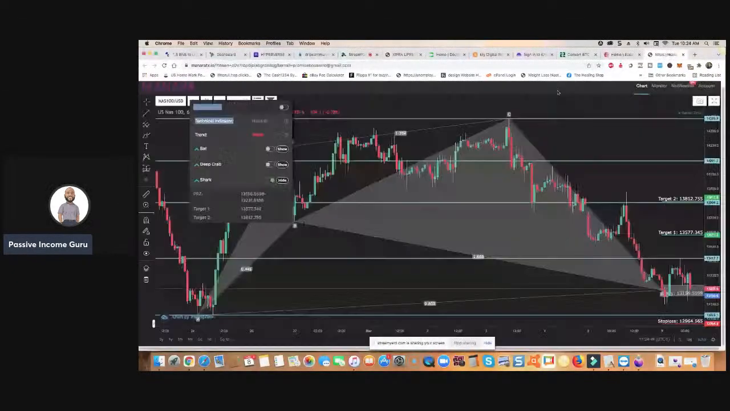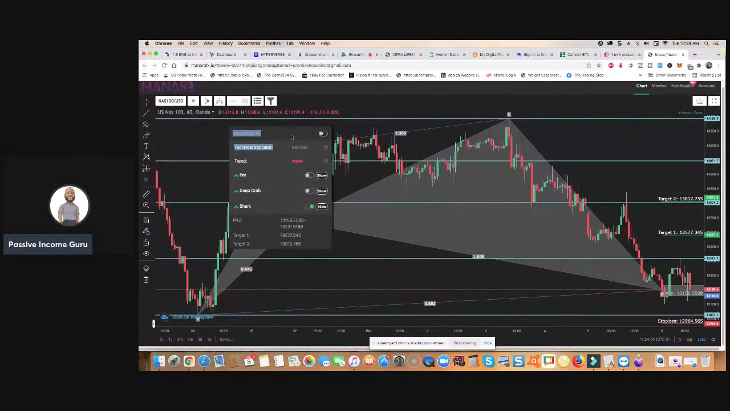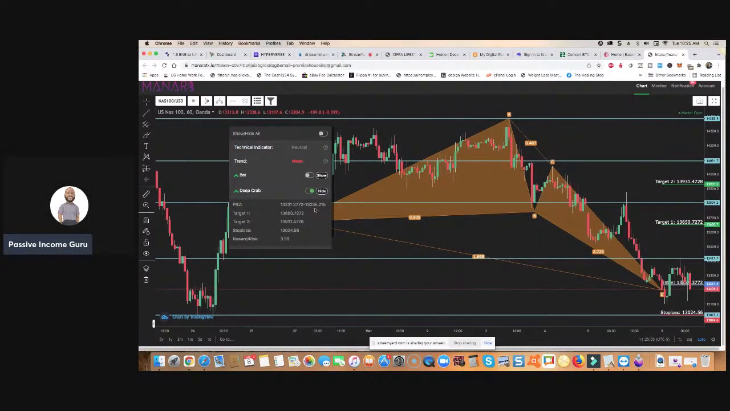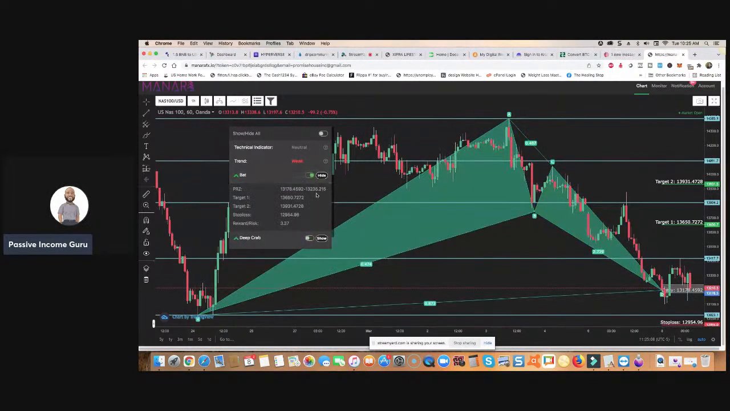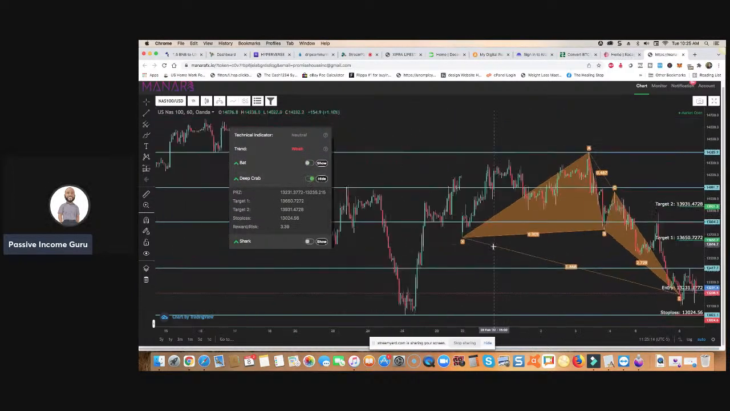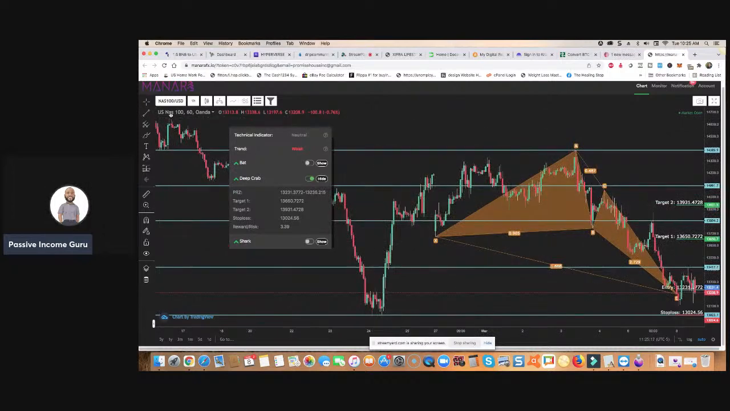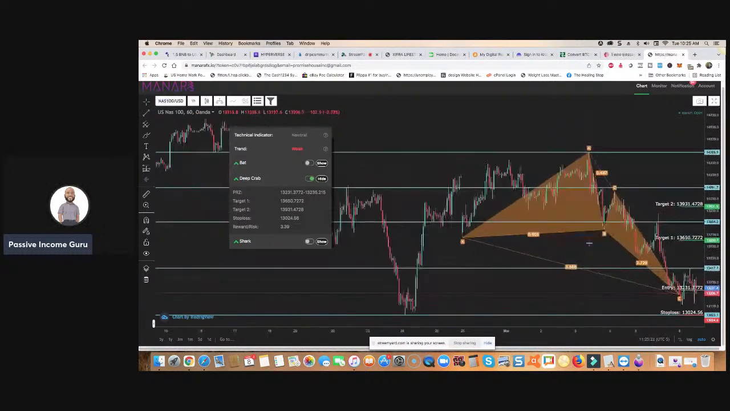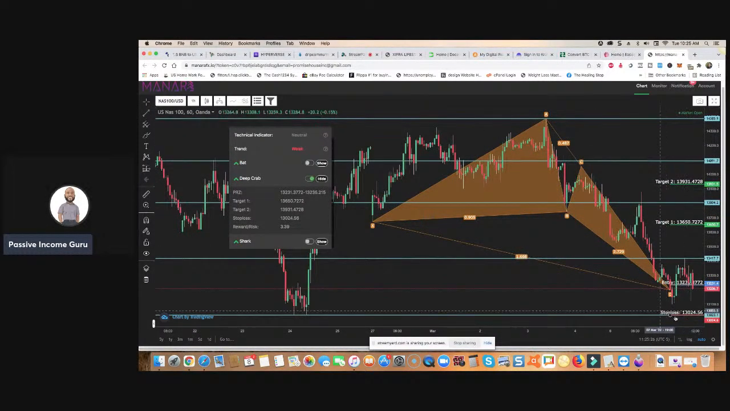All right, so as you guys see, this is the Menara right here. Two of my favorite patterns on the Menara, ladies and gentlemen, are going to be the deep crab, which is right here, and I like the bat as well. Okay, you see it change colors. So you got deep crab, which is this right here. Now this is the hour chart. This is the NAS 100, my favorite index to trade. And as you can see here, we have a setup.